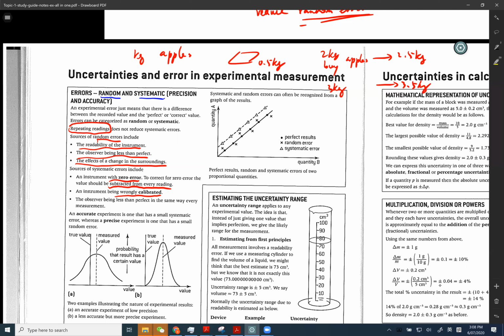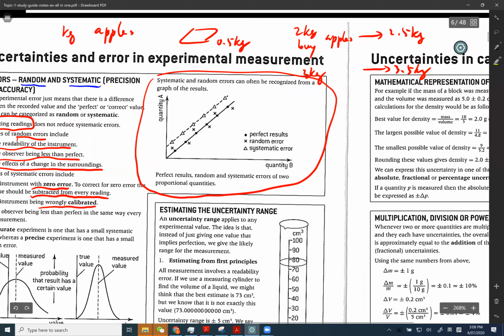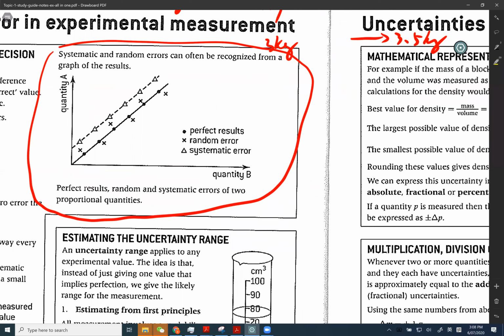Okay, now, guys, check here on this diagram. This diagram popular in the exam. Why we have random error?